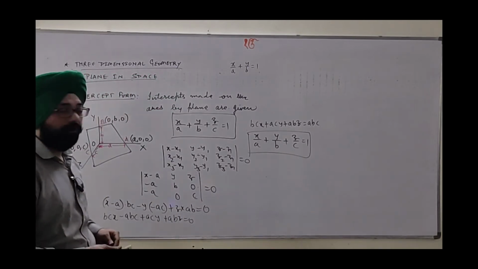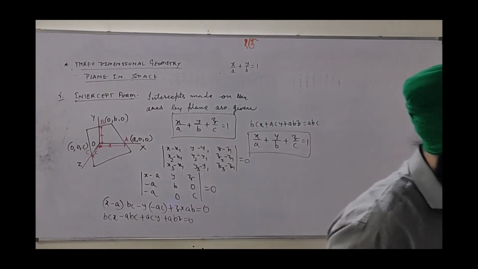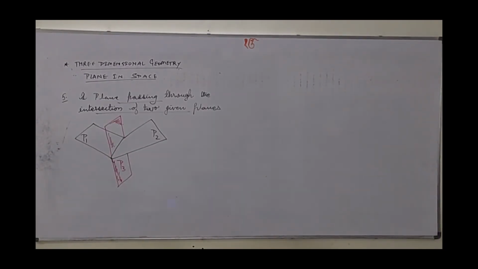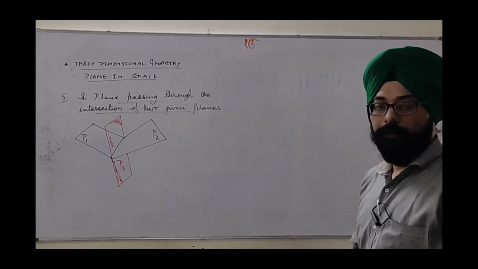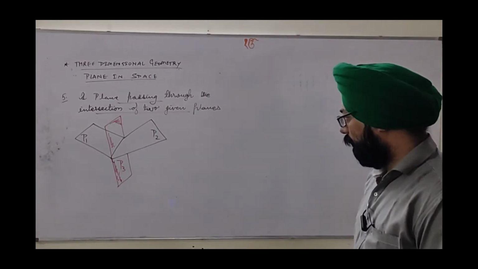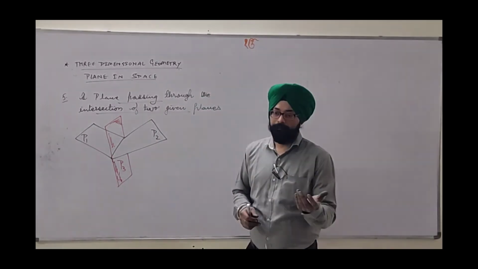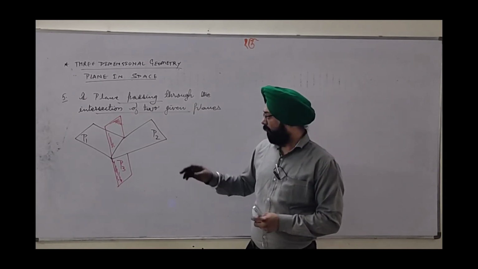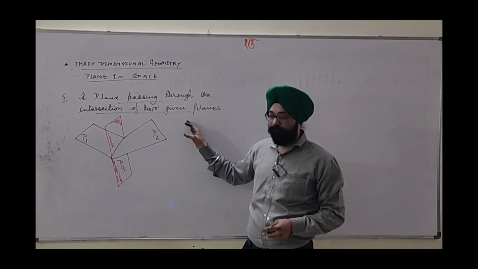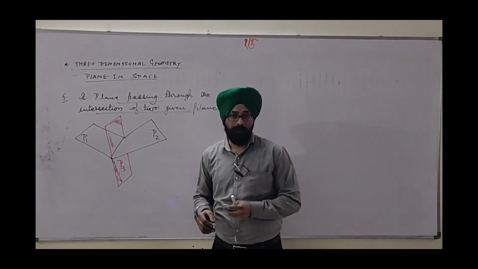Now we will think of the last form of plane. What's that? Now we will see the last pattern of equation of plane. Here it's a different one, and this is not actually that difficult also. It's a plane passing through the intersection of two given planes. We will definitely find out its formula.